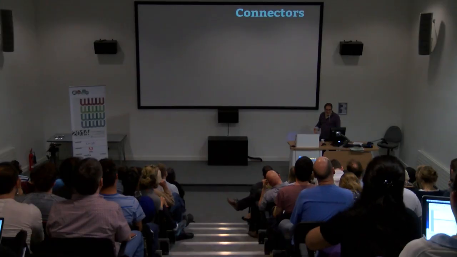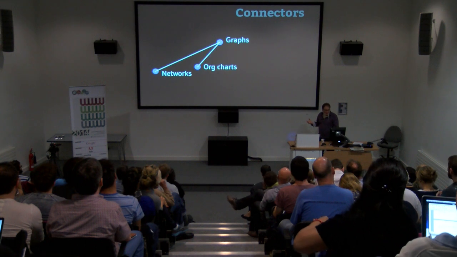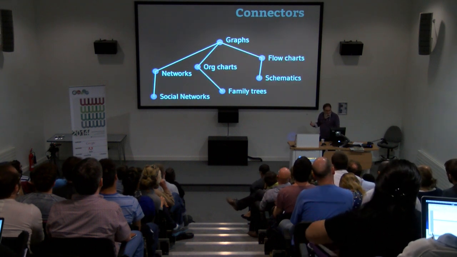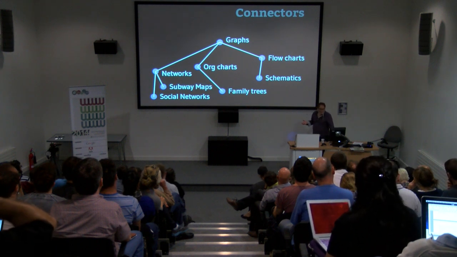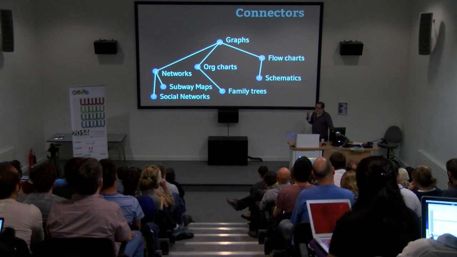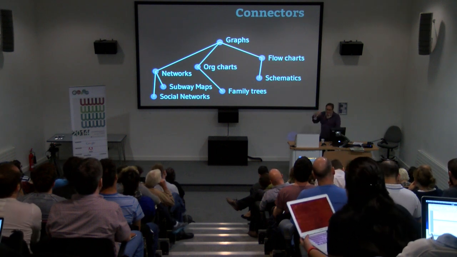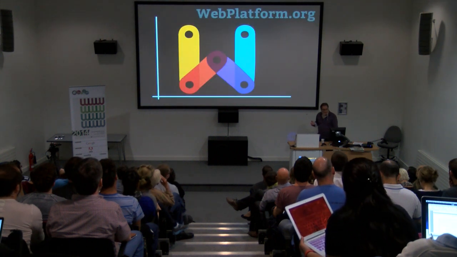And we can do that by letting people easily mark up their visualizations. Tav already mentioned connectors. These are things like graphs, networks, org charts, flow charts, family trees, schematics, social networks, subway maps. These are all things that can be described by saying, I have a node, I have a connection, and what the nature of the connection is. And we're going to try to add those to SVG.